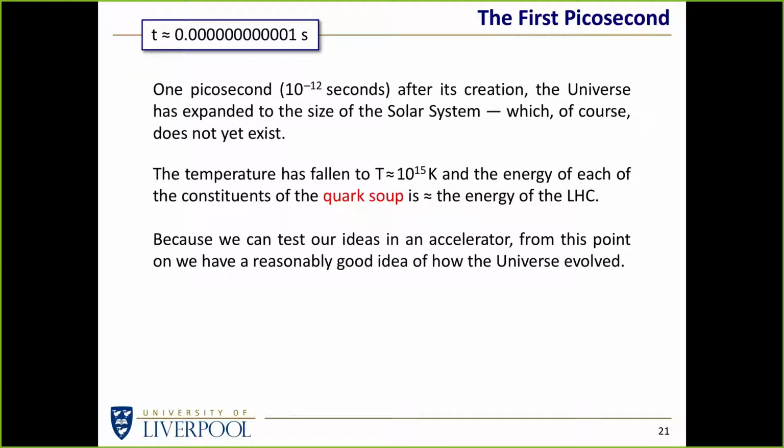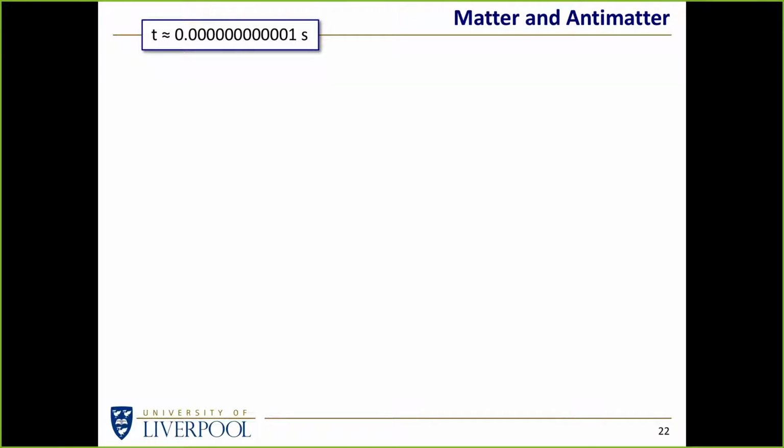Now the energy is low enough that we can access this energy using laboratory equipment, using laboratory accelerators. Prior to this, the energies were so high we couldn't reproduce them in the laboratory. But from this point onwards, we can reproduce these energies, and hence if we have a particular idea of what's going on, we can test that in the laboratory.